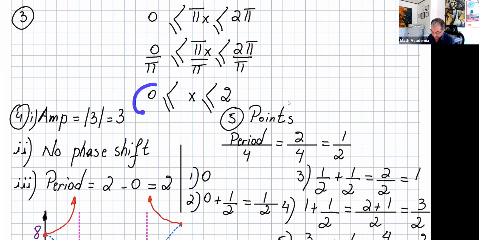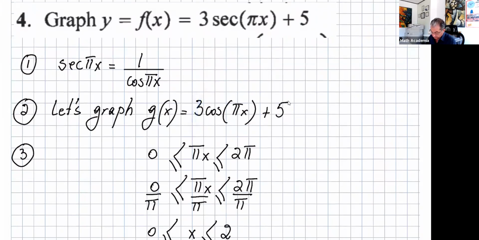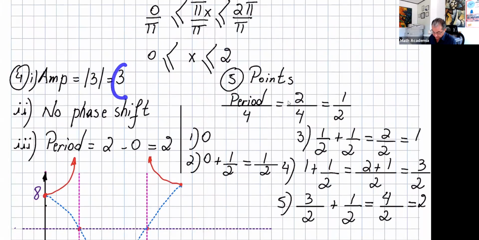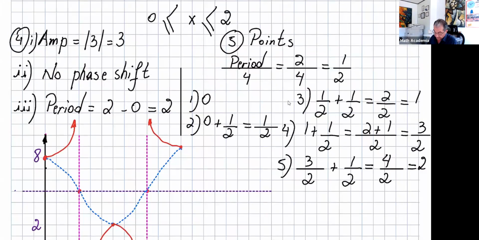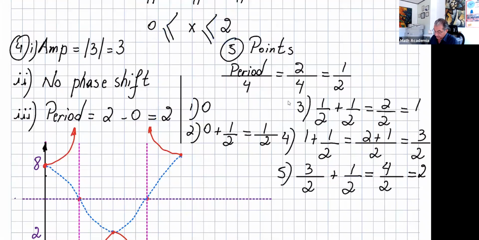Now we know this graph is going to go from 0 to 2, starts from 0, so no phase shift, basically, no horizontal shift. Amplitude is absolute value of that number, which is 3, so it's going to go up or down 3. The period is 2 minus 0, which is 2. And if you want to get the points, first step, again, for all of them, take the period and divide by 4, and you get 1/2.